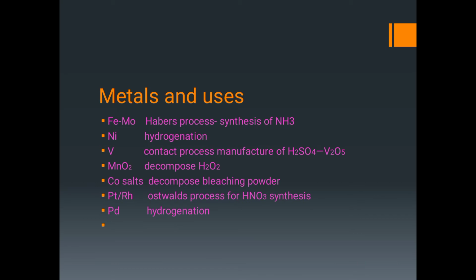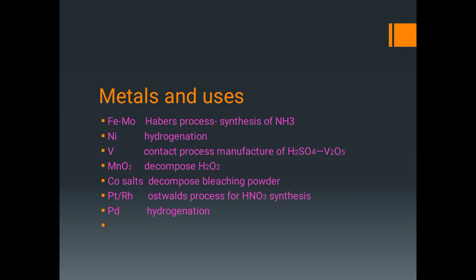Now these are some of the transition metals and their uses. They can give you the metal and ask about processes. You need to identify the process in which that particular metal acts as a catalyst or has some use. First, iron with molybdenum is used in the Haber's process for the synthesis of ammonia. Nickel is mostly used for hydrogenation.